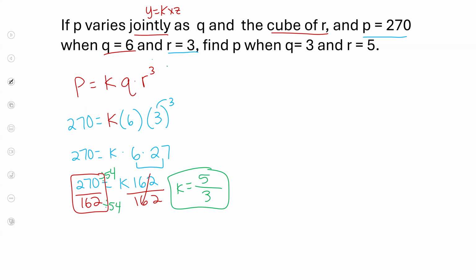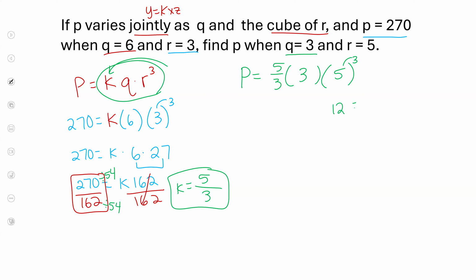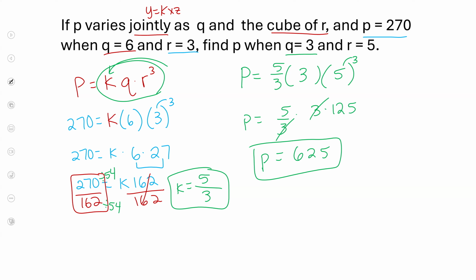Okay, so I'm going to substitute that into my problem. So find P. Your K value is 5/3, Q is 3, and R is 5. And remember, R is cubed. We just plugged it into this problem. 5 cubed is 125 times 3 times 5/3 is going to give you P. Well, those cancel out, and 5 times 125 will give me 625. So that's what P is equal to.